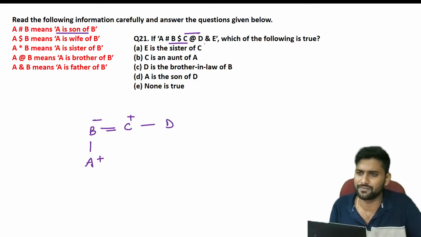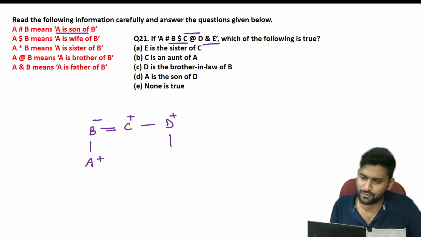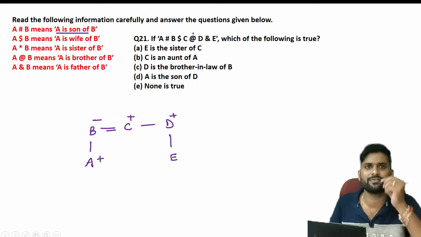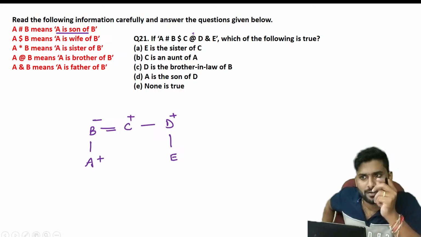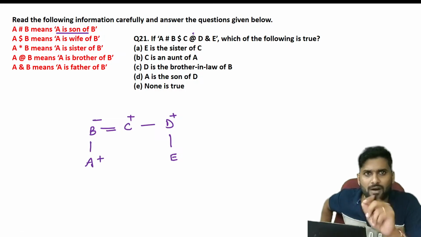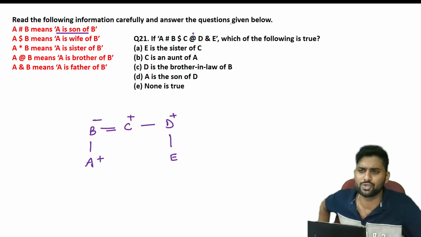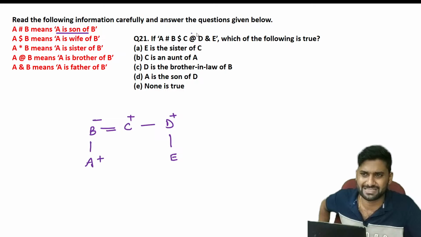C is brother of D. D and E: D is father of E. Now, if you observe the equation, guys, each and every person's gender is based on the symbol after them. Every element after the symbol defines the gender itself, right? That's why there is no symbol after E, and that's why we are not sure of E's gender.